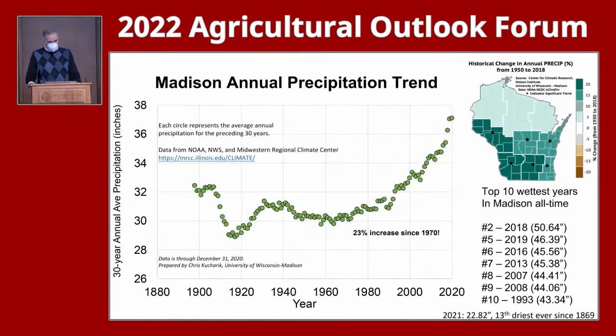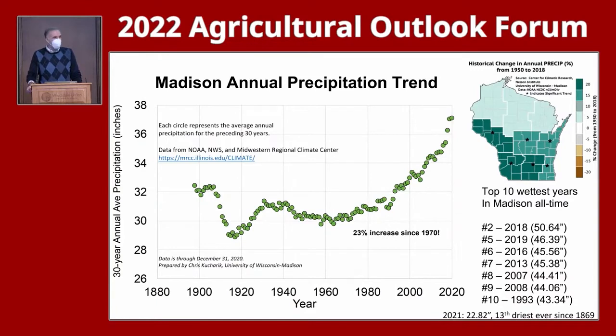And I wanted to highlight Madison in particular because this directly shows climate change. Each one of those dots that I plotted on that figure represents the 30-year running mean average precipitation for the city. That increase since the 1970s of almost 25% is unprecedented, both the rate at which it's increased and also the amount.